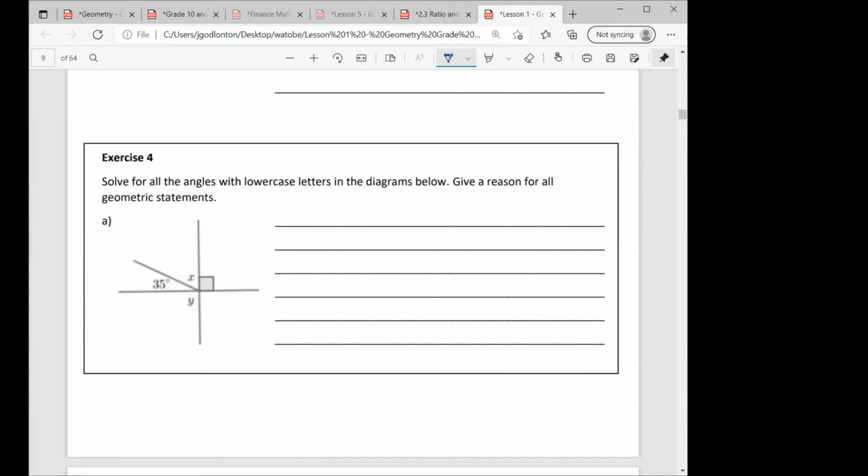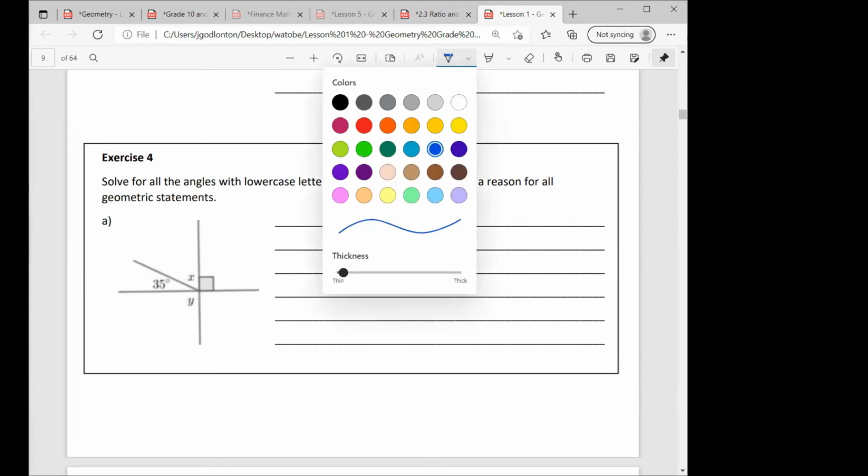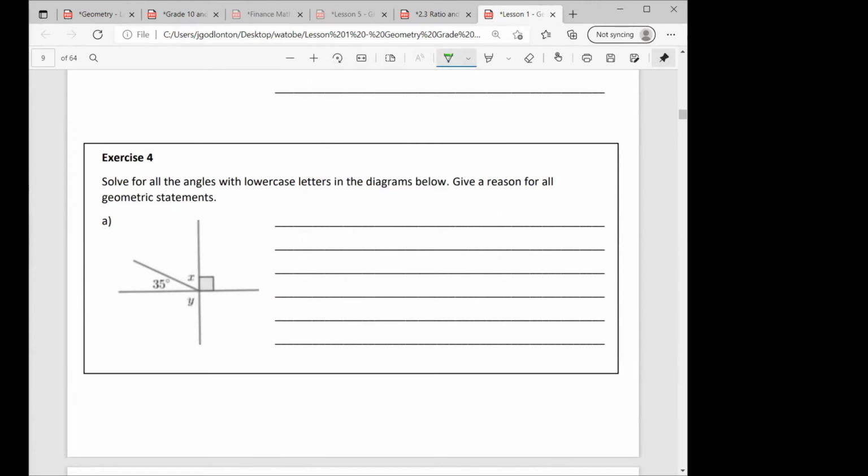Let's see. So we have our X and we have our Y. And they're so great. Yes. Yes. Guys, you make me proud. Okay, let's have a look. Lots of different ways to do this.